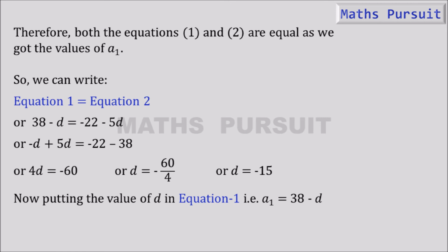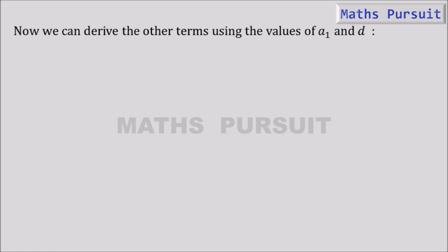Now putting the value of D in equation 1, that is A1 is equal to 38 minus D, or A1 is equal to 38 minus minus 15, that is equal to 38 plus 15, that is equal to 53. Guys, we can put the value of D in any of the equations, either equation 1 or equation 2. Here I have used equation 1. If you want, you can use equation 2 also, and we will be getting the same value, that is 53. Now we can derive the other terms using the values of A1 and D.